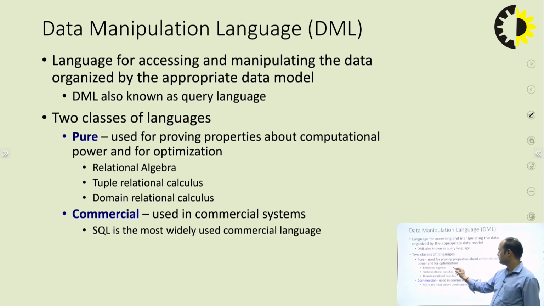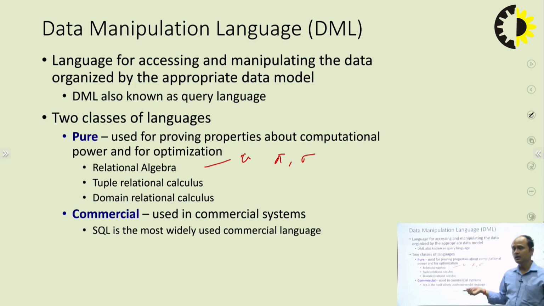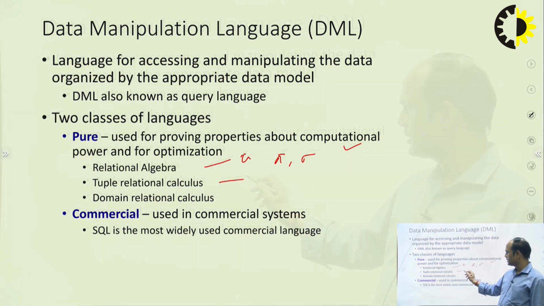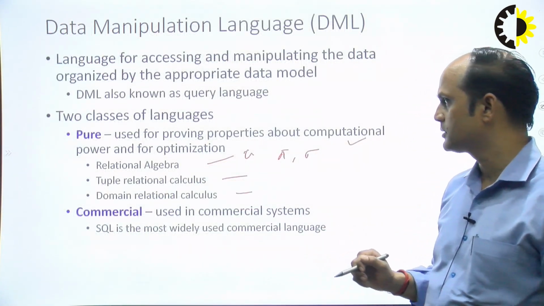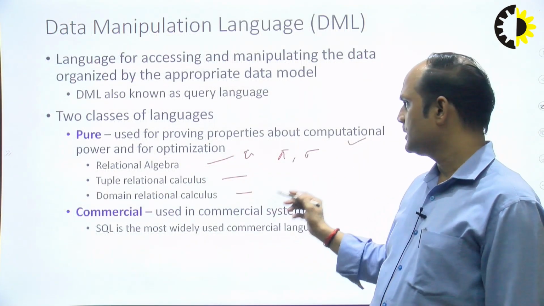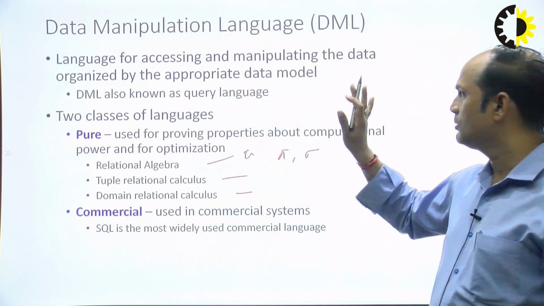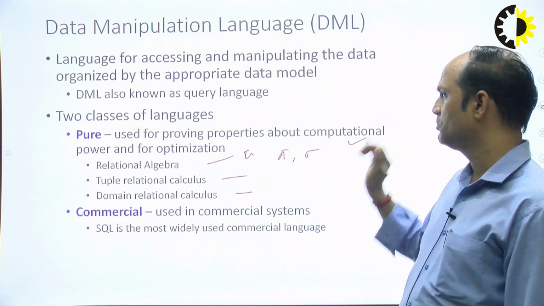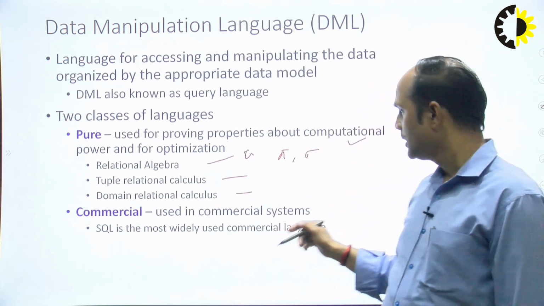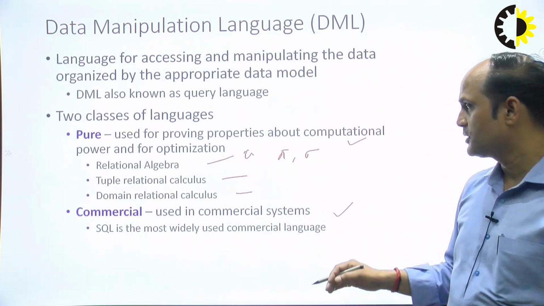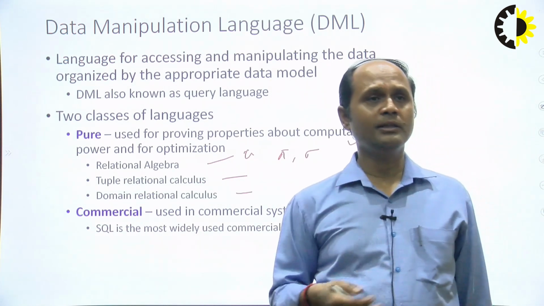In relational algebra, we use notations like projection and selection. These notations come under relational algebra, for the purpose of computational power and optimization. After relational algebra, we can discuss tuple relational calculus and domain relational calculus. These are the concepts used in the pure form of language for computational power and optimization. SQL is the commercial language that we can use in all the databases applicable in the current scenario.